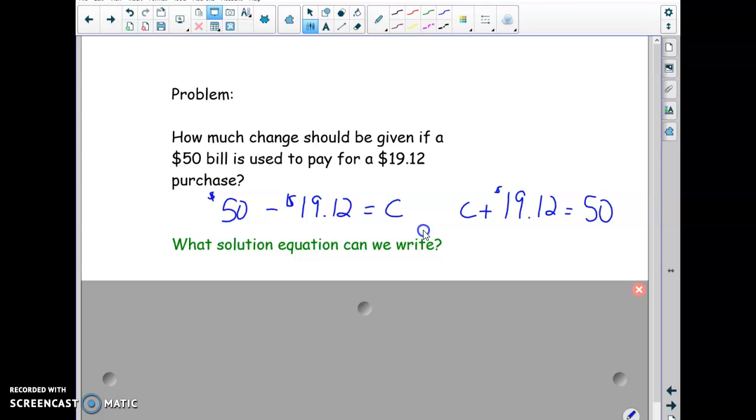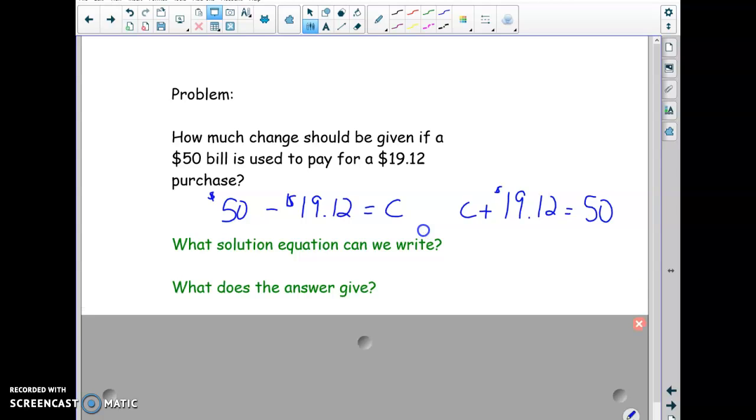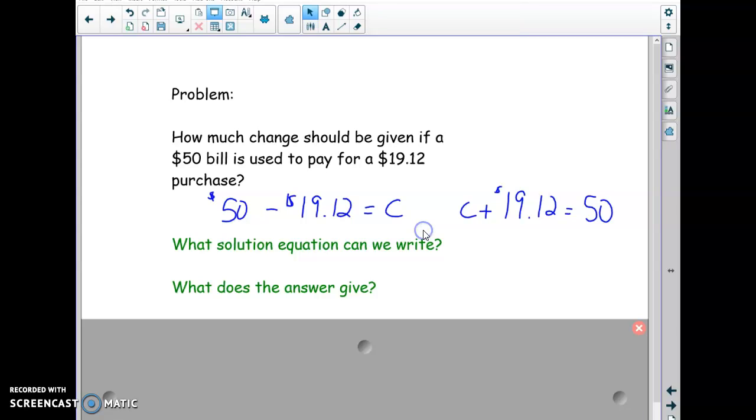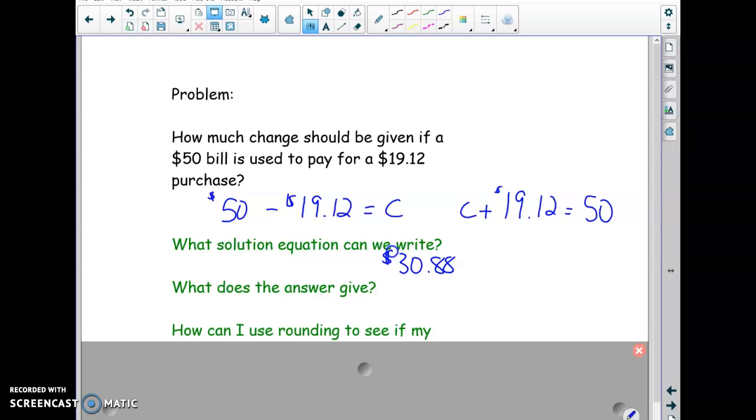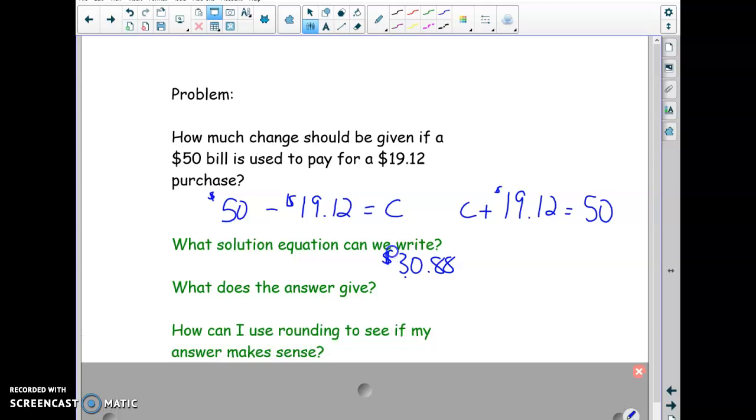Okay, so that's our equation, and then you're going to solve your equation. So someplace on a piece of paper, in your notebook, solve that problem. So if you got $30.88, you did it correctly.